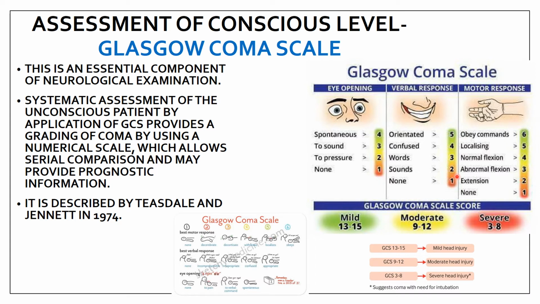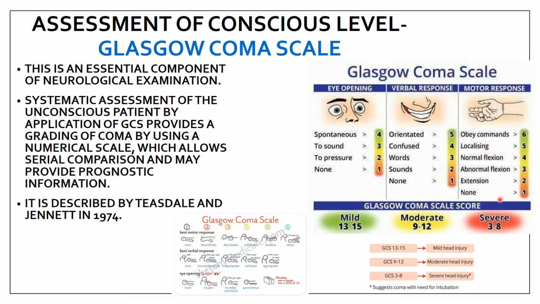Then there is abnormal flexion. Irrespective of what it is, the patient is going to abnormally flex his arm or hands, and that is known as abnormal flexion, or it is also known as decorticate. The scoring for it is 3. There is extension, that is abnormal extension, which is also known as decerebrate. The scoring for this is 2, and the last is none, when he's not going to give any motor response, and that is 1.